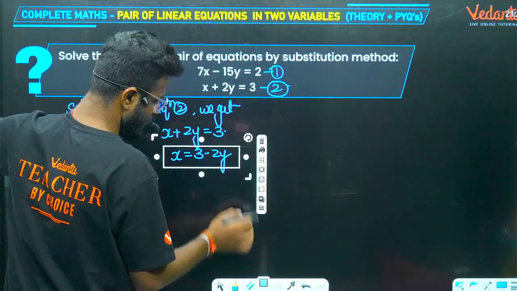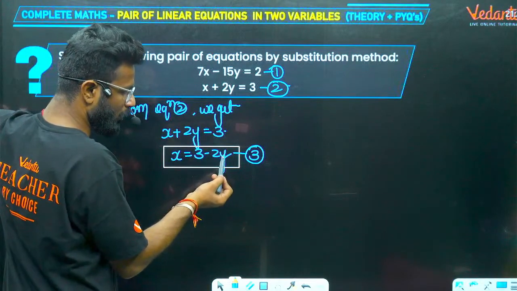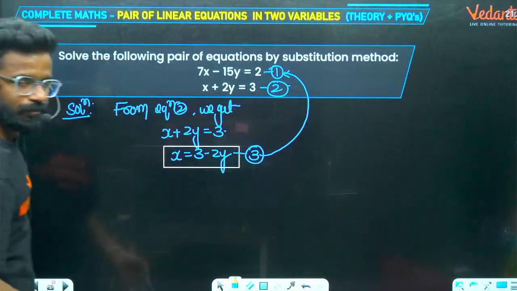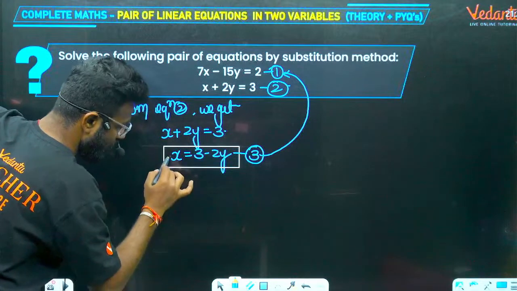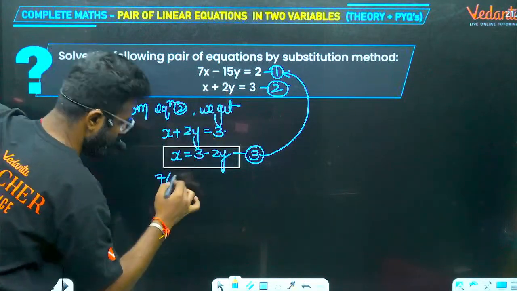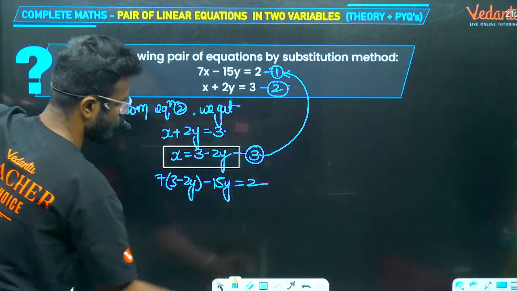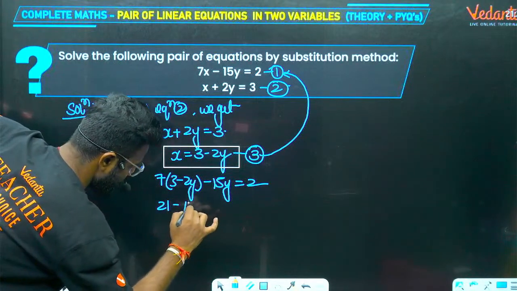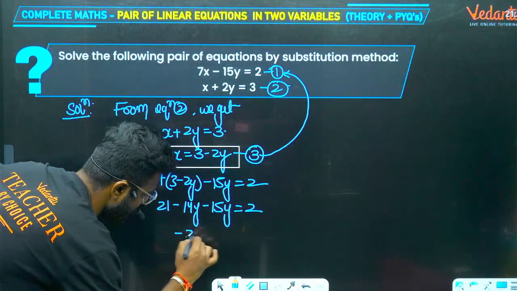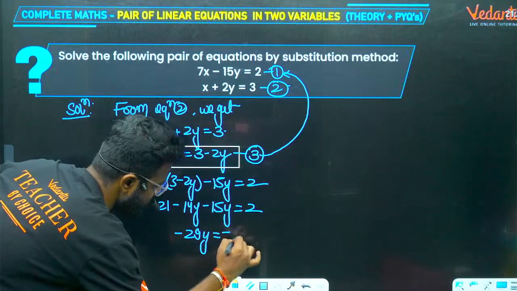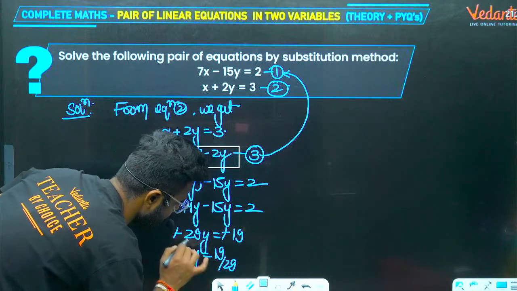Now this x is equal to 3 minus 2y, name it as the third equation, and you have to put the third equation in the first equation. Put the third equation in the first equation. What do we get? 7 into, in place of x you can write 3 minus 2y, minus 15y is equal to 2. 7 3s are 21 minus 7 2s are 14y minus 15y is equal to 2. Minus 14 minus 15 is minus 29y is equal to minus 19. Cancel out minus with minus, we get y is equal to 19 upon 29.